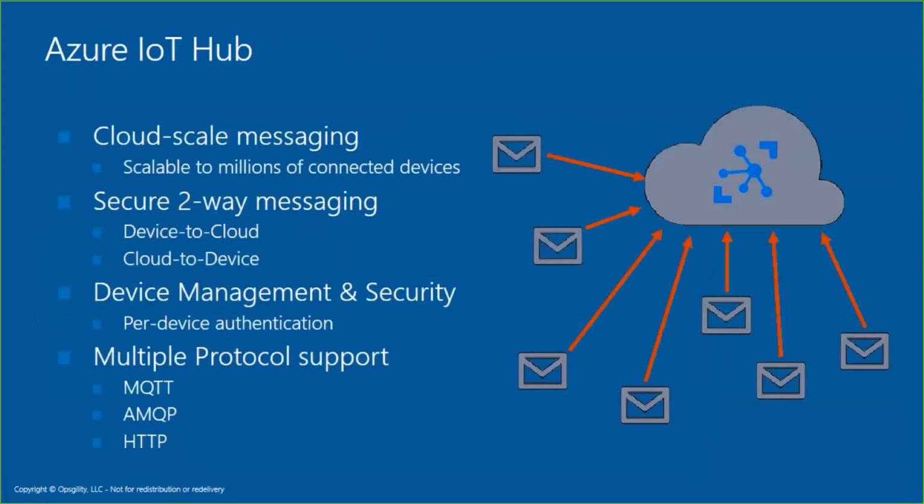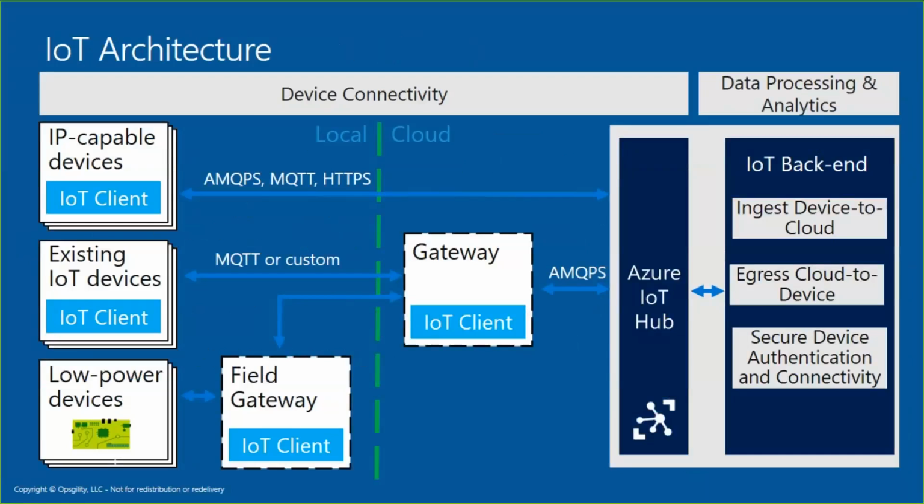I have a beautiful architecture for you guys, which speaks about the device capabilities and everything. We have the device connectivity. You can connect the devices. We have an IP-capable device, which can connect to the cloud securely and can connect directly. So that's an IoT client, again I can say a Raspberry Pi or anything like that. It can use HTTPS or AMQP, anything, and it can connect with it.